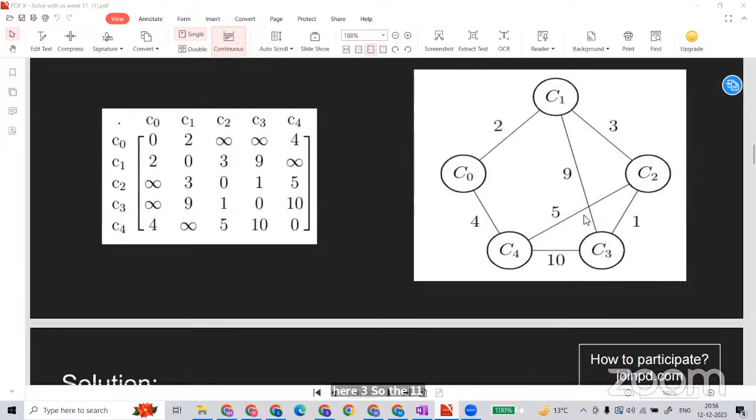And also this is 11, but going from C0 to C1, then C2, and then C3, it will be 6. We will take the minimum one. So it will be 6 here. And from 6, if we move ahead to C4, it will be 16, but from C0 it is already given, so that's why it will be 4. So each weight we can write easily.